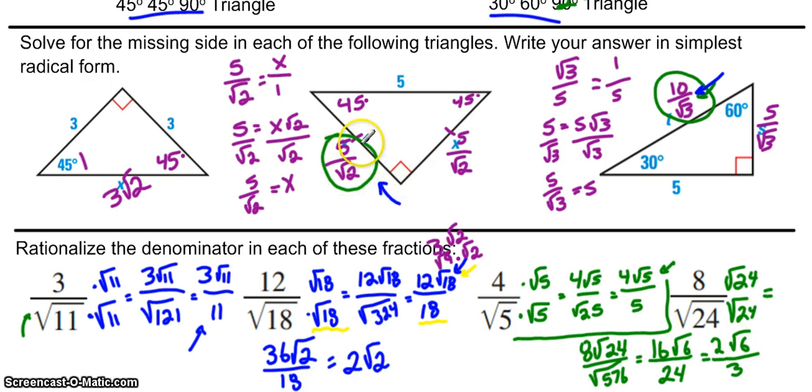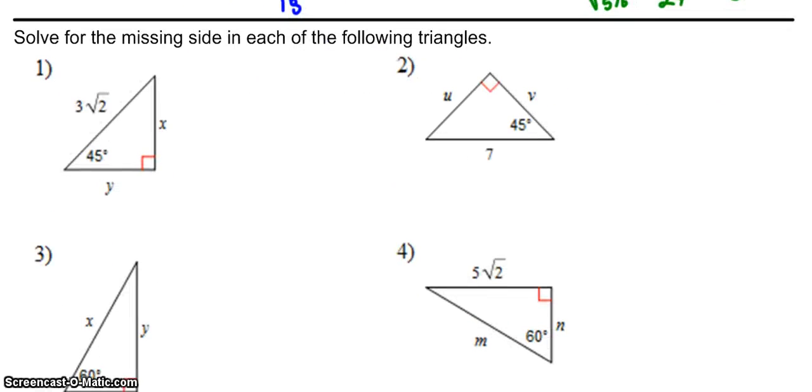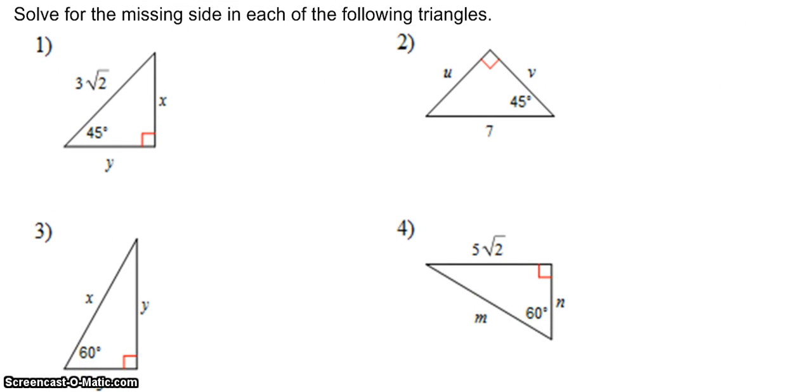Lastly, if you're trying to rationalize our two answers from up above, let's see what we get here. This first one, x ends up being 5 square root 2 over 2. And the second one, by multiplying the top and bottom by the square root of 3, we end up getting 10 square root 3 over 3 after rationalizing. Now that you've learned a little more about rationalizing, go ahead and try and solve these last 4 problems.